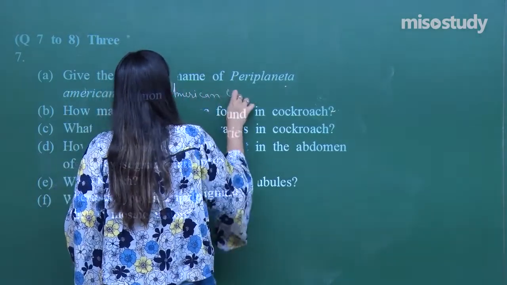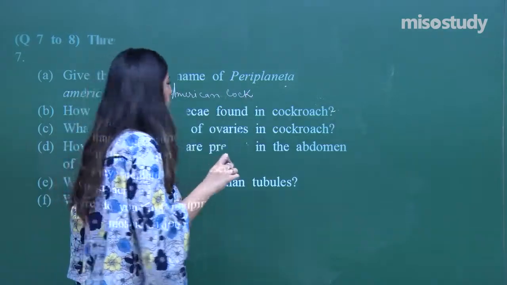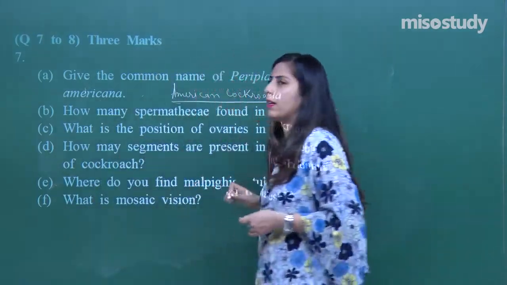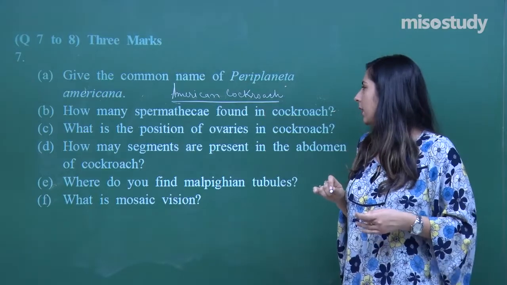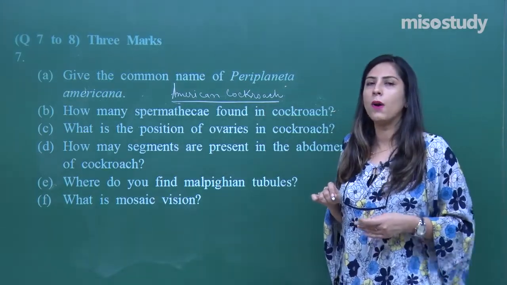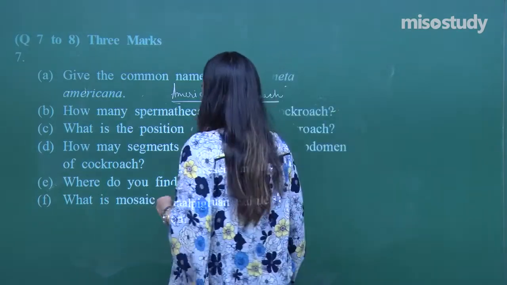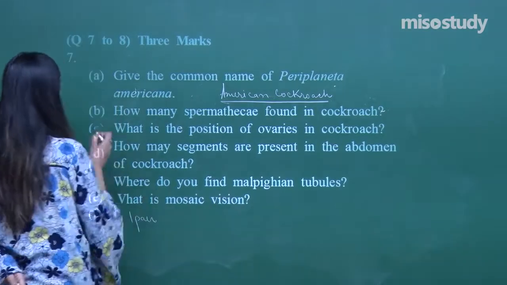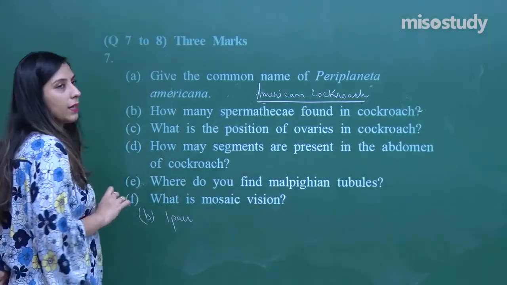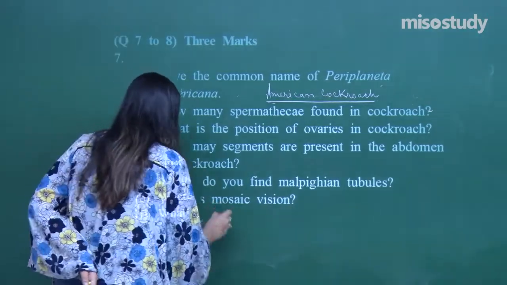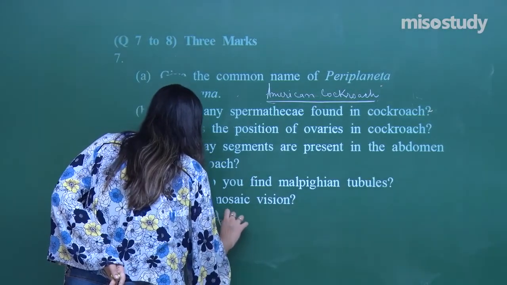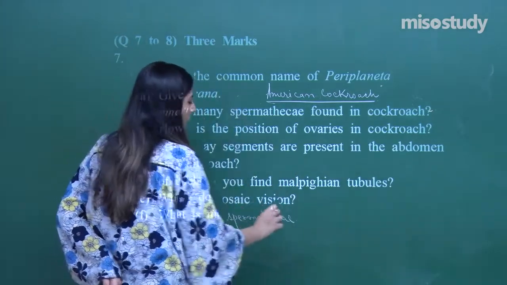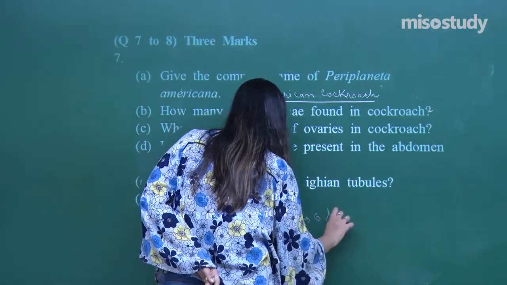American cockroach. We have studied the cockroach in detail, right? Type study of cockroach we have studied. That is American cockroach, Periplaneta americana. So how many spermathecae are found in cockroach? To talk about the spermathecae, a pair of spermathecae is present. So I am writing over here, a pair is present. This is the answer for B, right? A pair is present in the 6th segment.